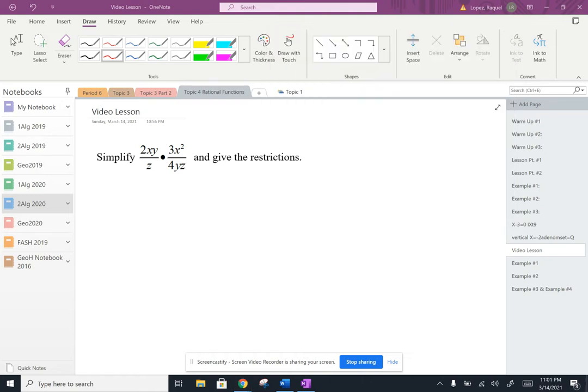Okay, so for this problem, we're told simplify 2xy over z times 3x squared over 4yz and give the restrictions. So before doing any work, I always just like to rewrite the problem right below it, especially since it doesn't look like I have room up there in that one line. So I'm just going to rewrite it bigger so I can do some work.